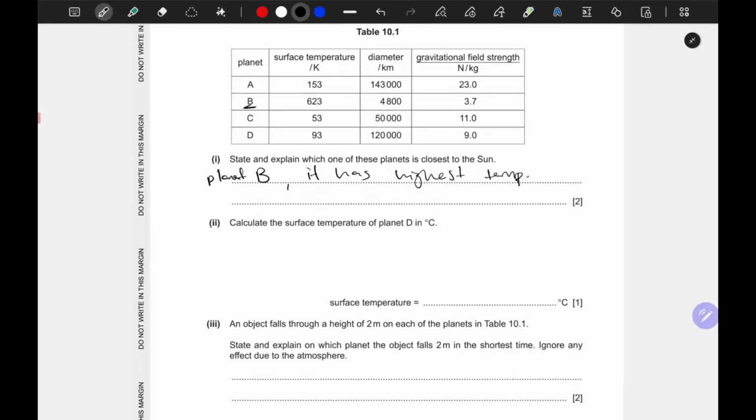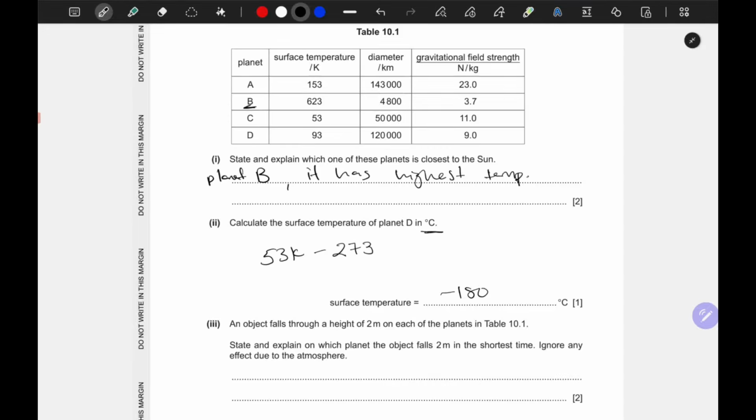Okay, part 2. Calculate the surface temperature of D in degrees Celsius. Okay, D is 53 Kelvin. So to convert to degrees Celsius, what do we do? It's minus 273. So 53 minus 273, that's minus 220.